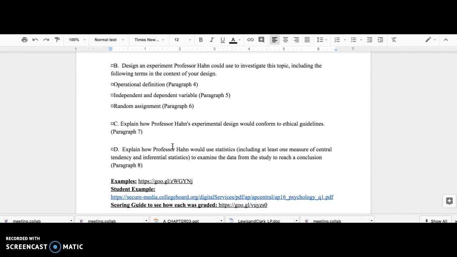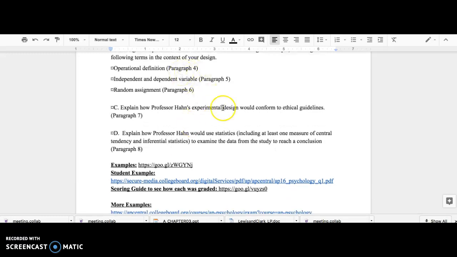Part C, paragraph 7, explain what ethical guidelines are. First start with explaining what ethical guidelines are and how Professor Hahn would follow these in the experiment. In paragraph 8, explain how he'd use statistics. So explain what statistics are, what data is, what mean, median, mode, standard deviation, scatter plots, negative, positive correlation. Explain those things and explain how you would use them in this free response or in this experiment.